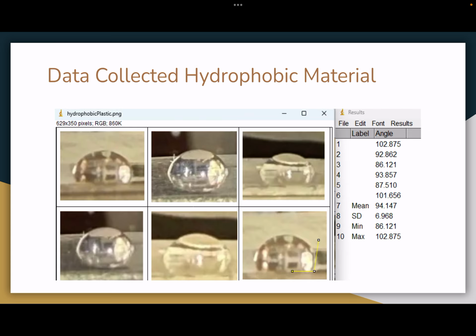Now for the hydrophobic material, we used plastic, and we see that the contact angle is greater than 90 degrees for most of the trial runs. For some of them, it's a bit lower than 90, but that can be due to experimental error. Overall, the mean is 94, which means that the material is hydrophobic. We can also see that it makes a nice bead shape when it's placed on the plastic.